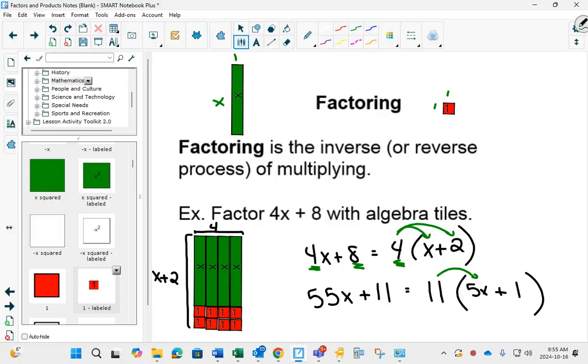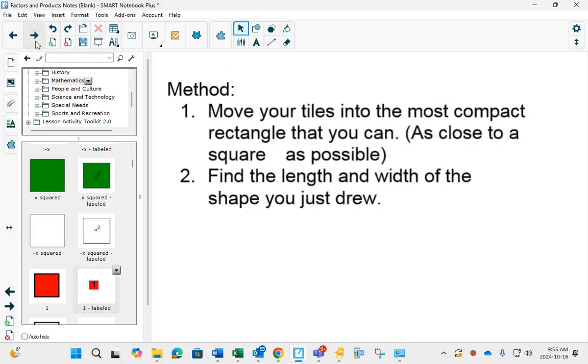So if we drew out 5x's on one side plus 1, and 11 on the other side, and filled it full, it would make a perfect rectangle. But that wouldn't be very much fun because it would be a lot of drawing. We are going to start by doing some of these drawings with algebra. Right? What did we do?